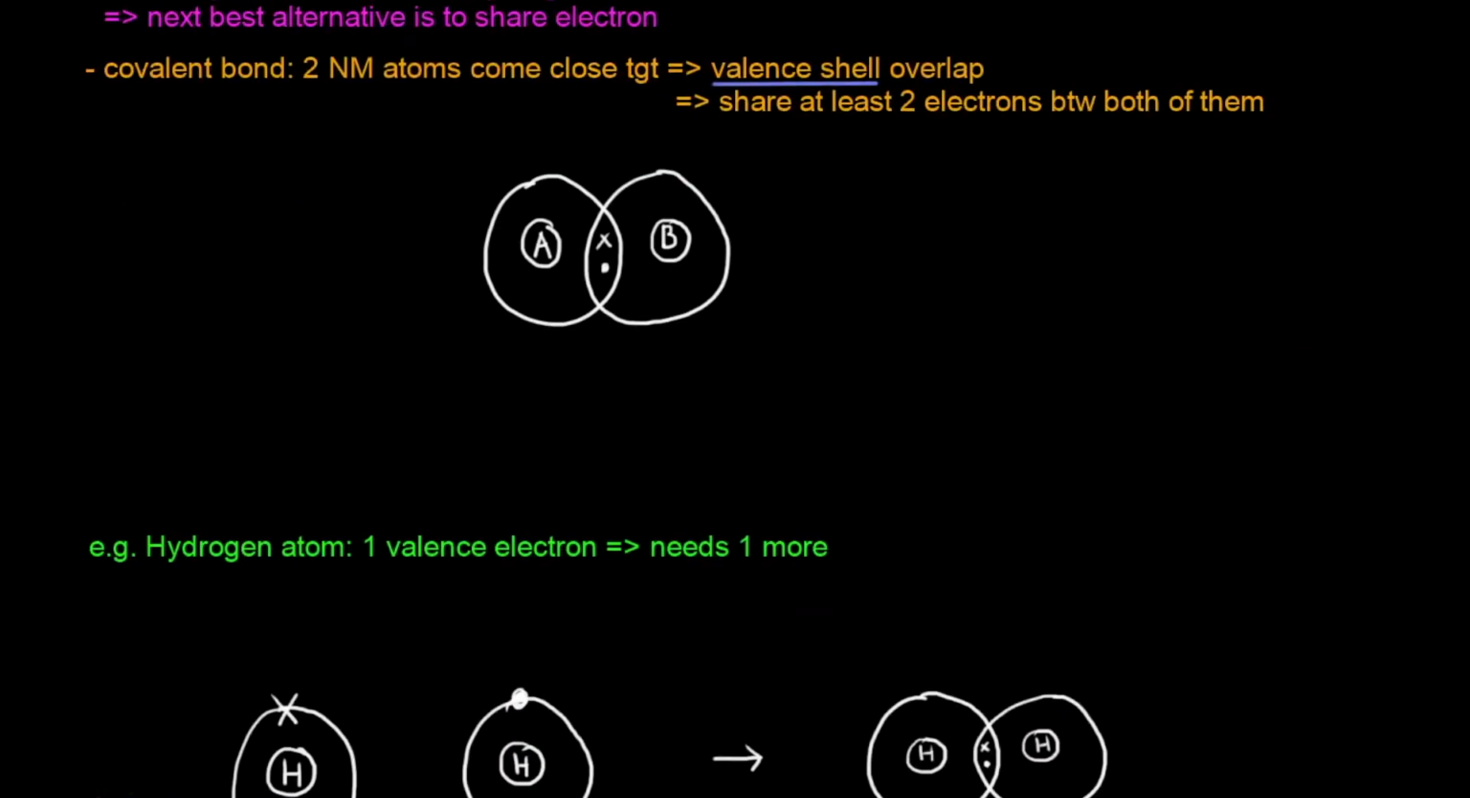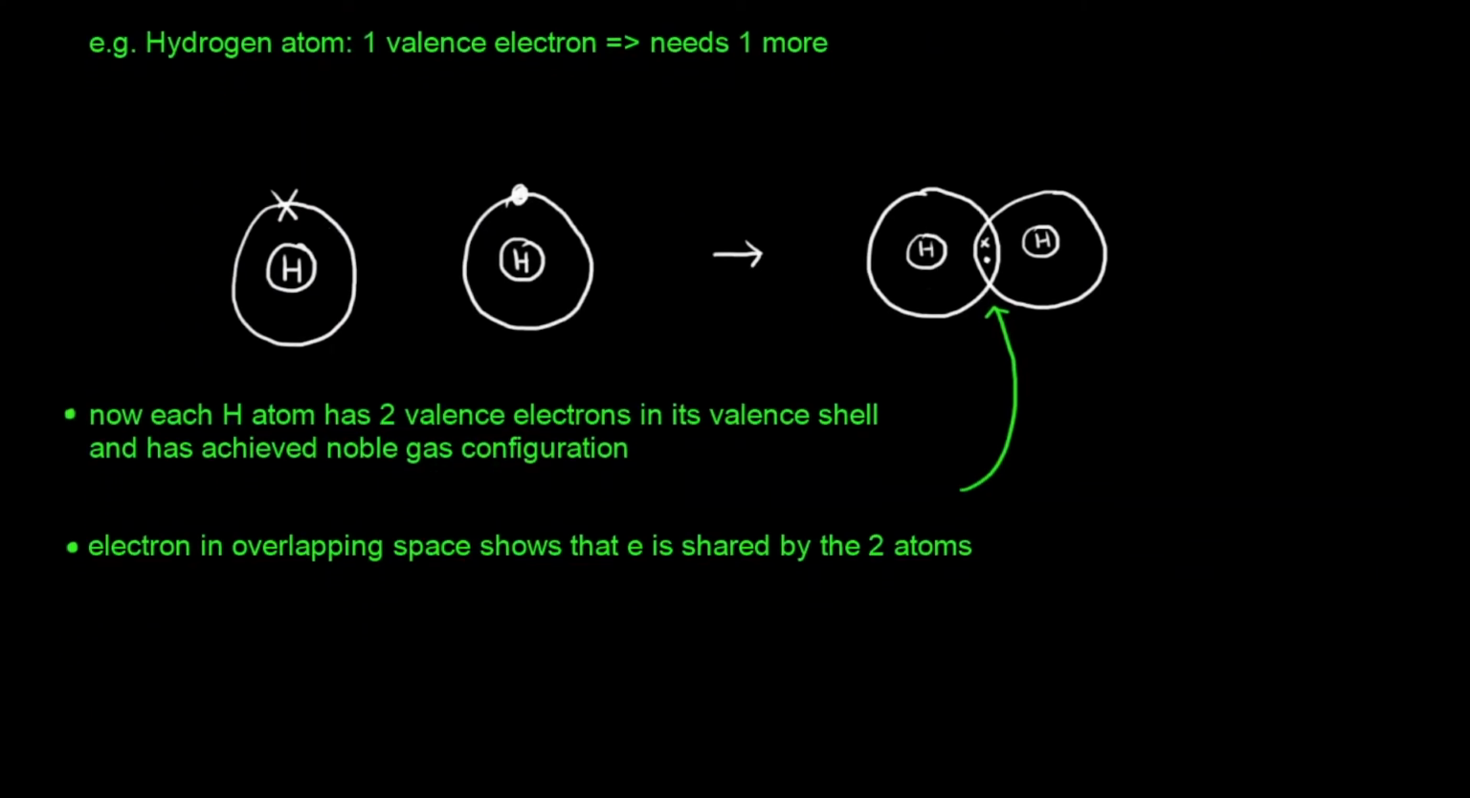Let's take a look at a few examples. The first one is the hydrogen atom. We know that it has 1 valence electron, so it needs 1 more to form the noble gas configuration of just 2, out of these four: 2, 2-8, 2-8-8, 2-8-8-18. We are aiming for this one because it's the closest to 1 valence electron.